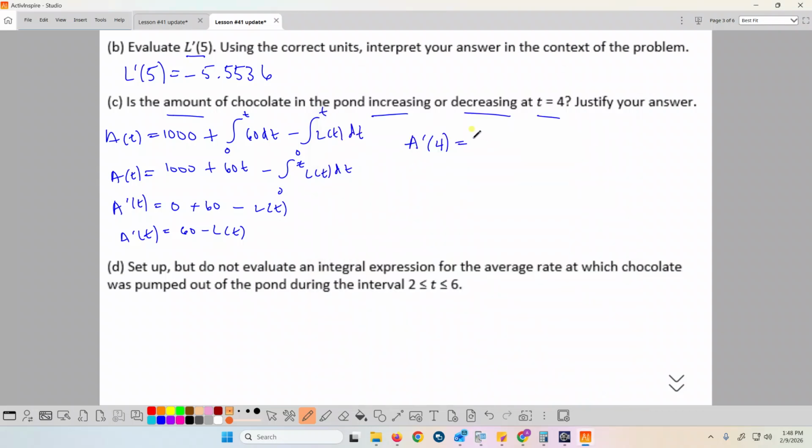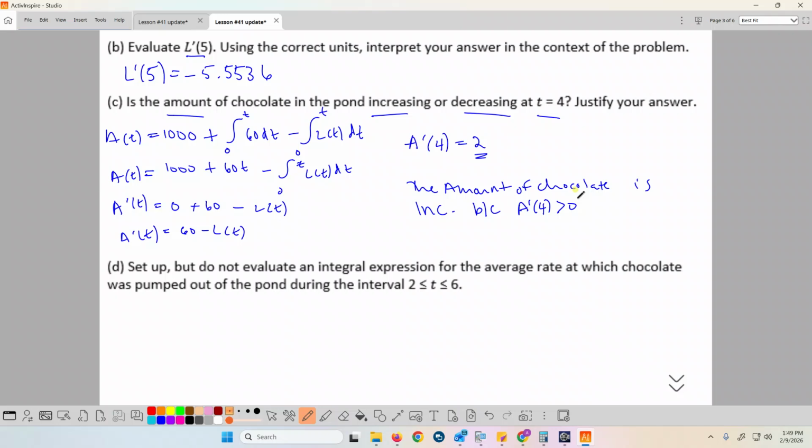So let's write that out. This is 2, and 2 is a positive number. That indicates that at a time of 4, the amount of chocolate in the pond is increasing. It says to justify, and that would be because A prime of 4 is greater than 0. So the amount of chocolate is increasing, because A prime of 4 is greater than 0.